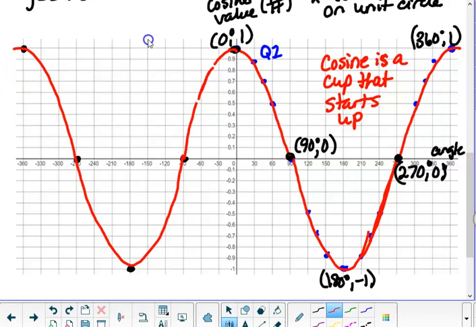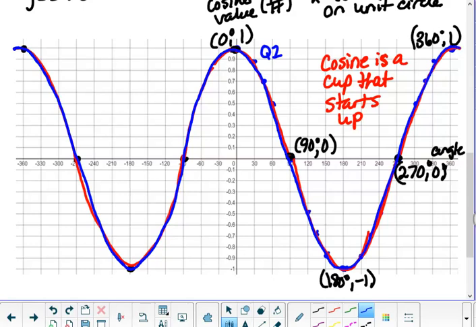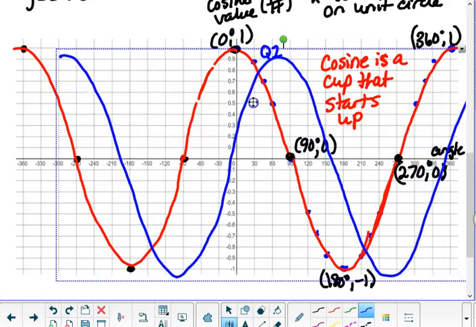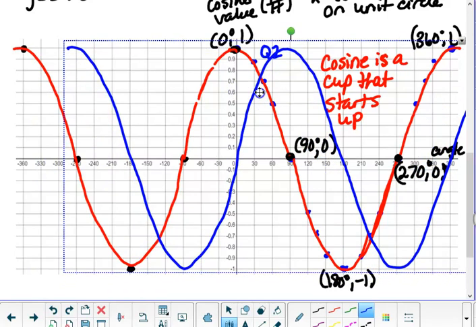Now, something interesting about cosine that I want to show you. I'm going to trace over the entire cosine graph with a different color. You're going to wish you could do this. It's so cool. Okay, now if I take this whole cosine graph and shift it to the right 90, guess what? I get the sine graph. So there's the sine graph. The sine graph is the same curve as the cosine graph, just shifted over 90 degrees.